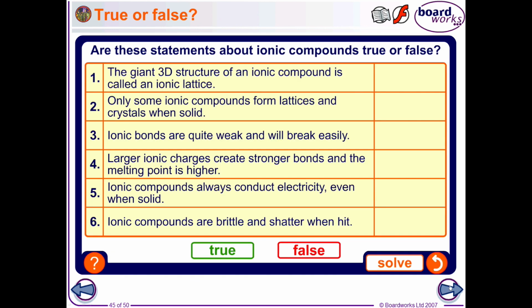So that is ionic bonding. Here are a series of 6 quick true or false statements. If you just want to pause the video, write them 1, 2, 3, 4, 5, 6, and just put true or false, and check your answers in a second.